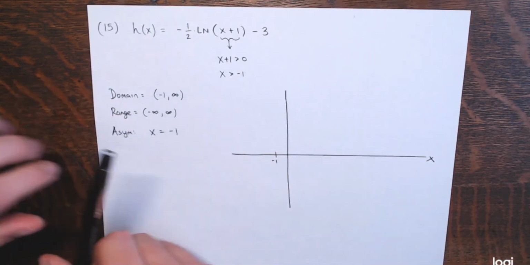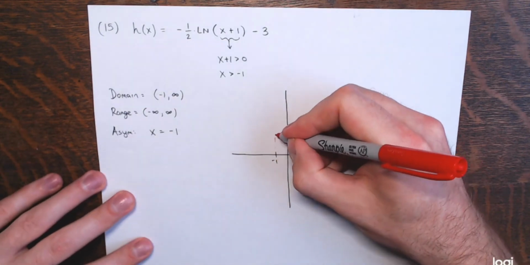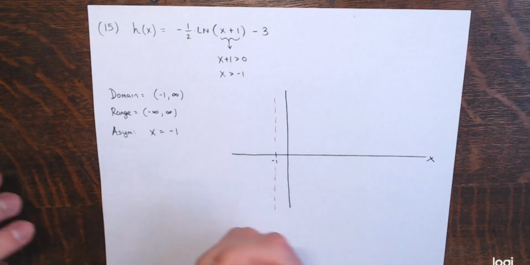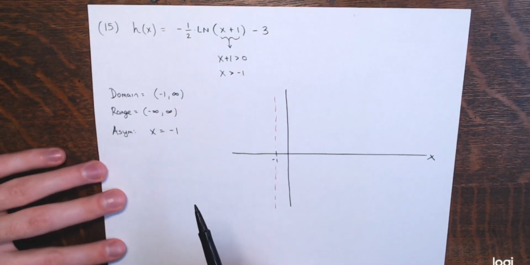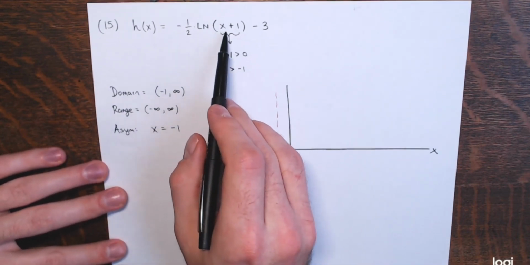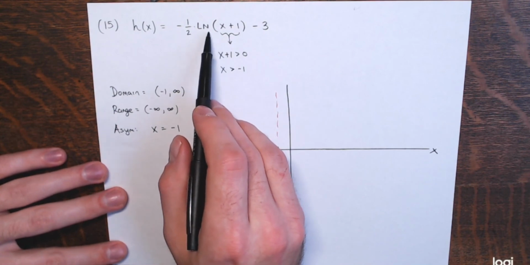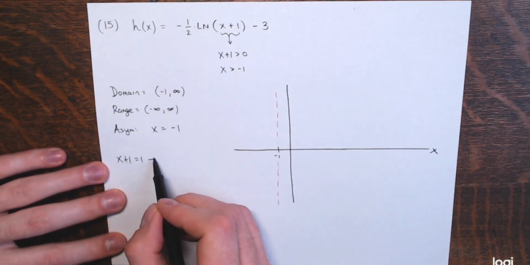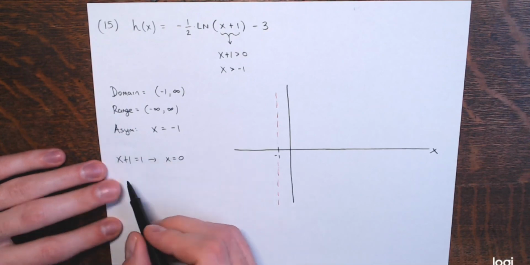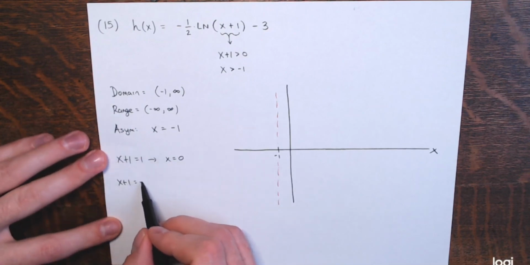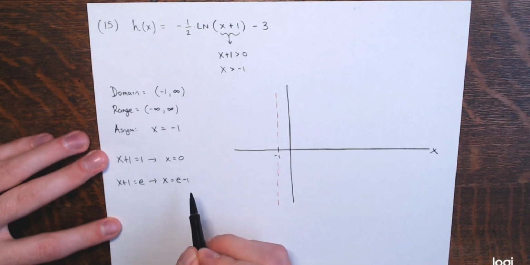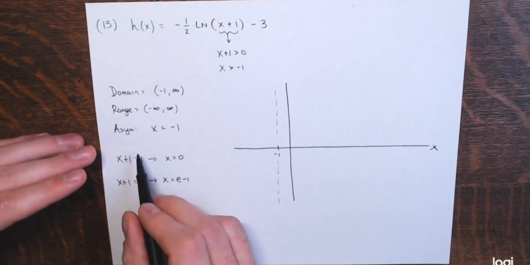So here's -1 on the x-axis. I make a vertical asymptote. Alright, and then now I'm going to try to find values of x that I can plug in so that the number inside the logarithm is a power of e. So when is x plus 1 equal to 1? Well, that's when x equals 0. And when is x plus 1 equal to e? That's when x equals e minus 1. And you could do e squared, e cubed, any power of e you want.